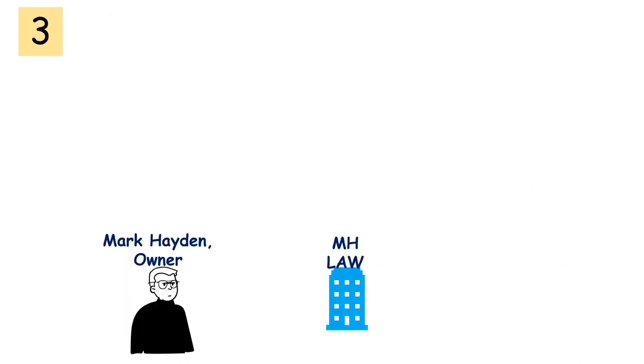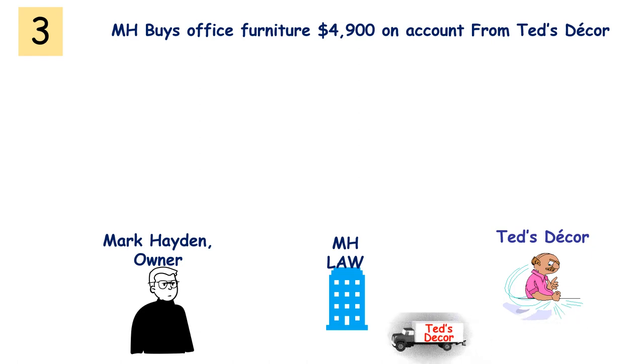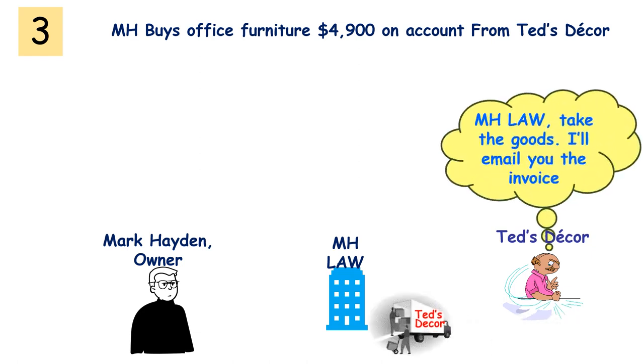Let's look at the third transaction. So that's the statement on the top. We will come to it shortly, but let's look at the visual transaction. Here is the supplier sending goods or furniture to Image Law. So Image Law takes the goods. I will email you the invoice, says Ted Decor.